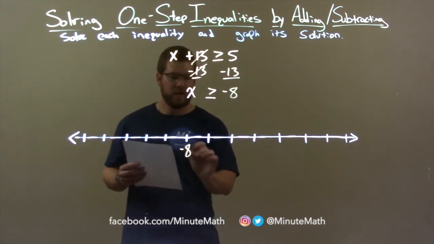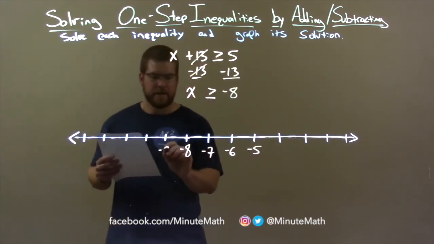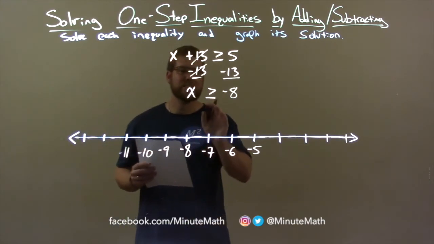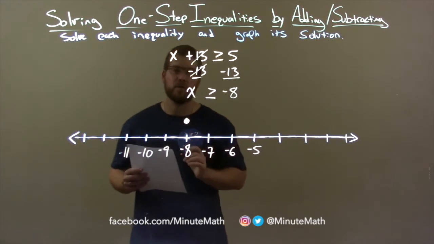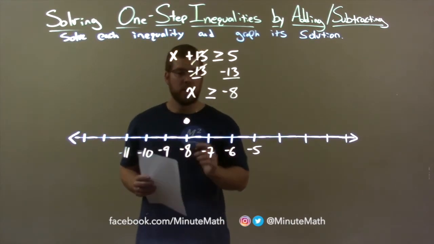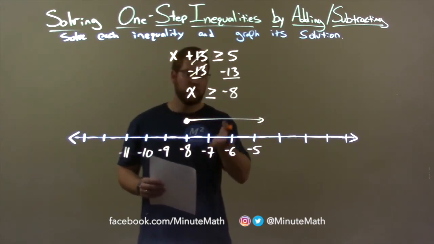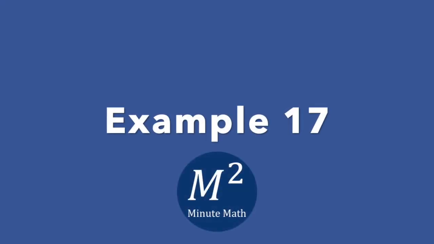Let's put negative 8 here. So that means we have negative 7, negative 6, negative 5, negative 9, negative 10, negative 11. Well, x can equal negative 8, which means at negative 8, we get a closed circle. x is also greater than negative 8, so the arrow goes to the right, and there we have it. Our final answer graph matches x is greater than or equal to negative 8.